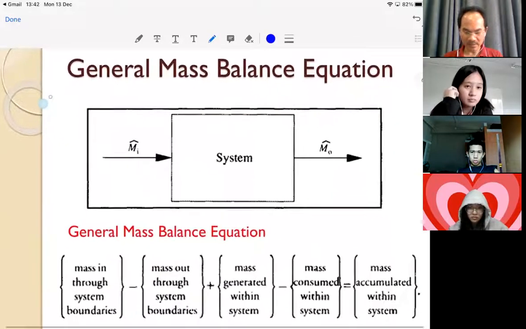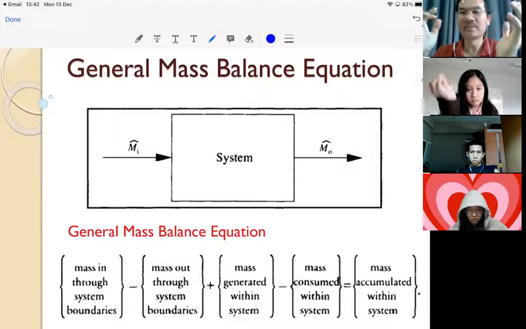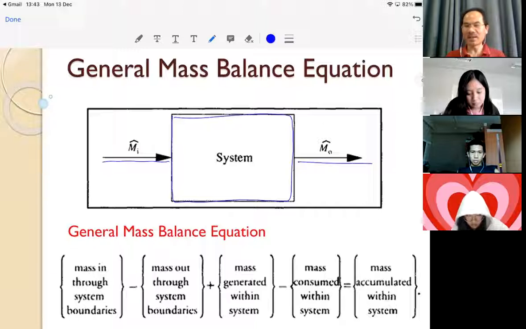Okay, this is the general mass energy balance equation. As I talked to you already, the first step is to identify the system. What is your system? If you balance your body, your body is the system. But in case we have the block diagram, in this system we have some MI, MO: mass in and mass out.